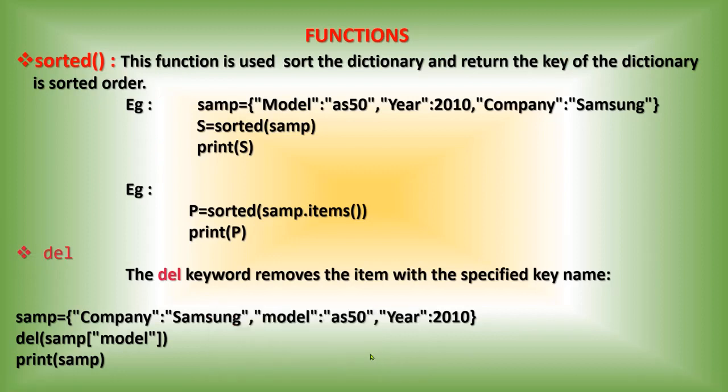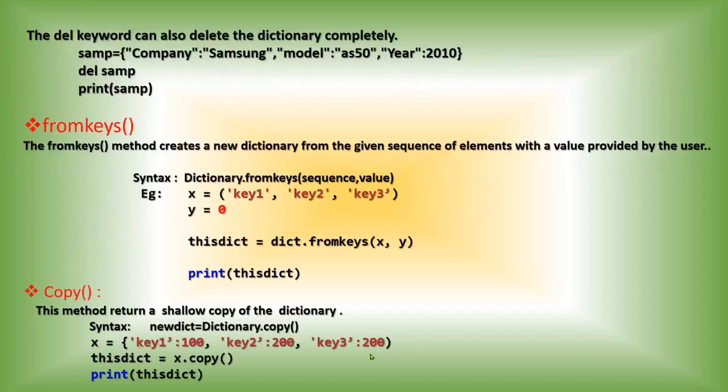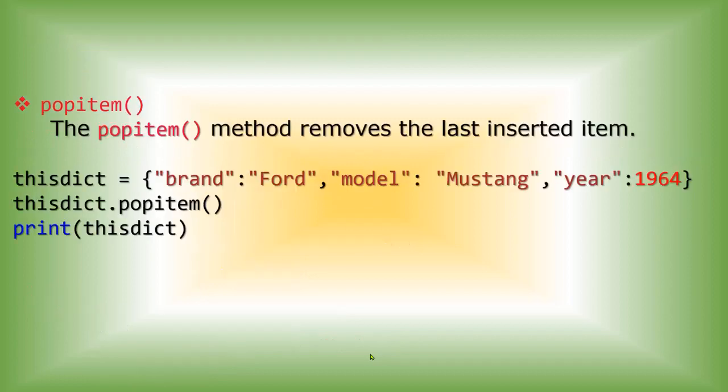So once again go through the functions. Sorted, del. Sorted is used to sort the keys. Setdefault will display the value of the given key. If the given key is not present in the dictionary, then the given key will be inserted into the dictionary. Next, copy, it will create a copy of the given dictionary. Fromkeys will create a dictionary from the given sequence. Popitem will remove the last element from the dictionary.